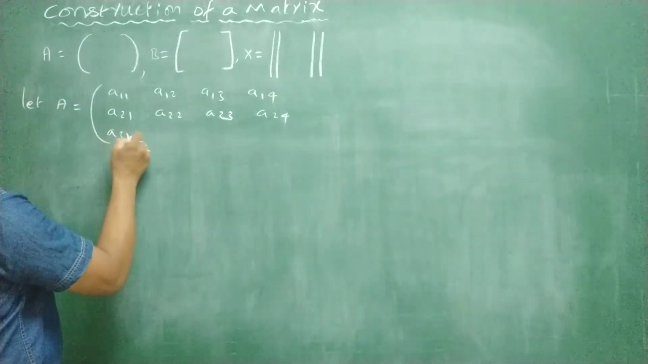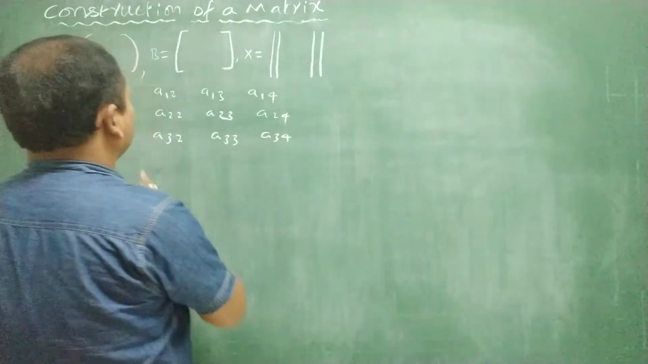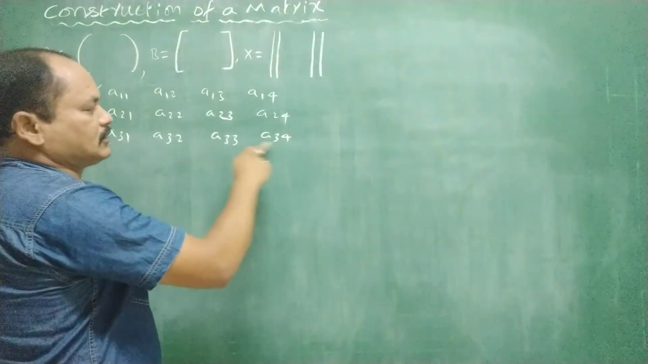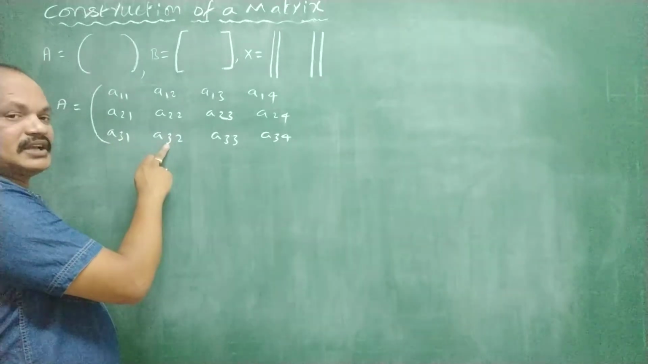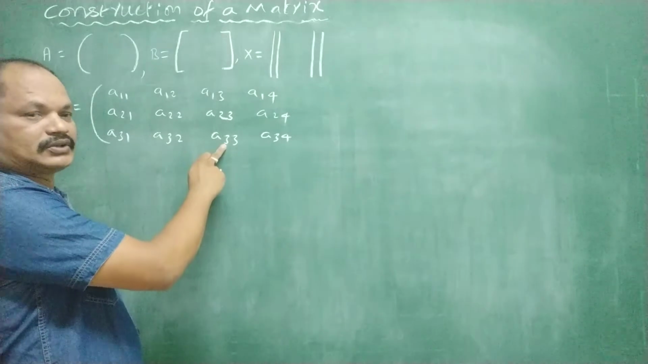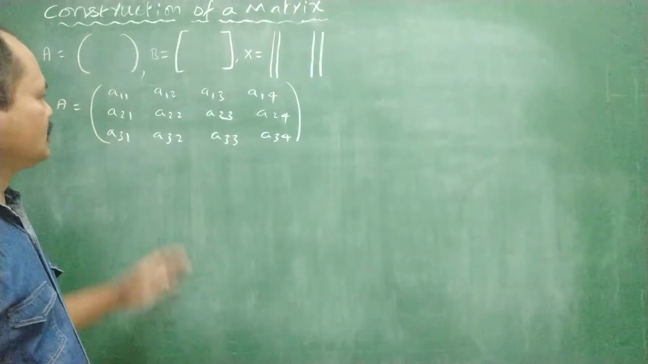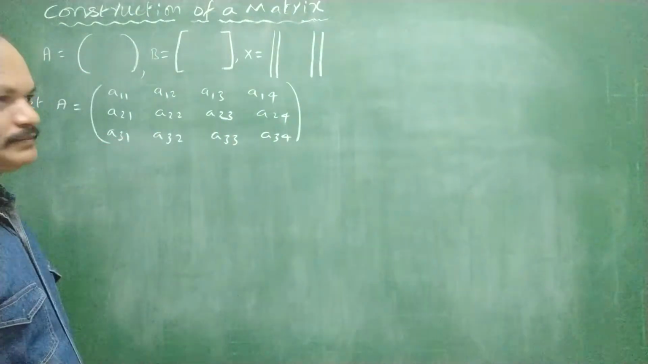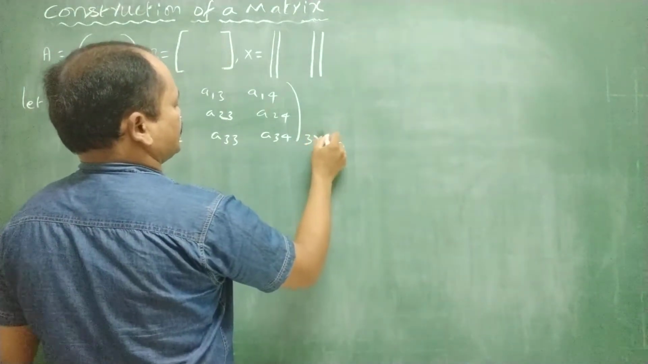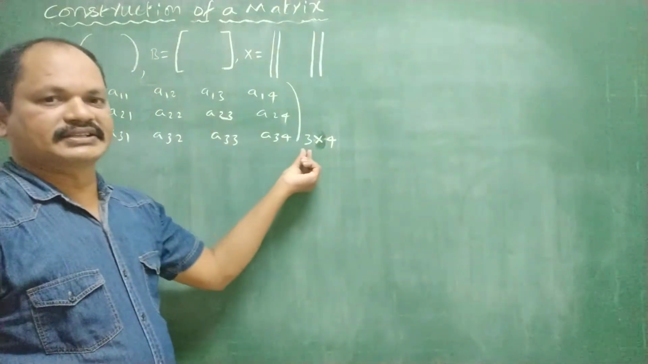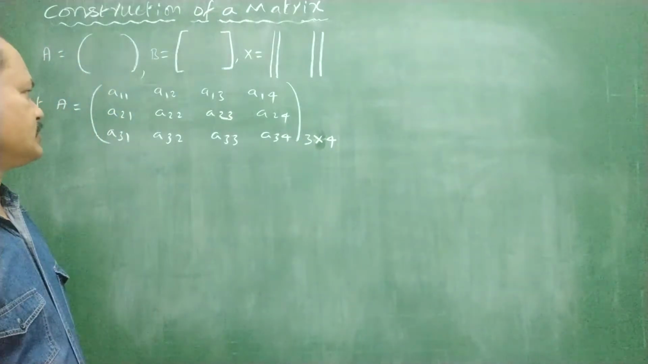Here it is a31, a32, a33, a34. This is the third row. So this is the element in the third row, first column; third row, second column; third row, third column; third row, fourth column. That's all. This is a matrix of order 3 by 4, which contains 3 rows and 4 columns, right?